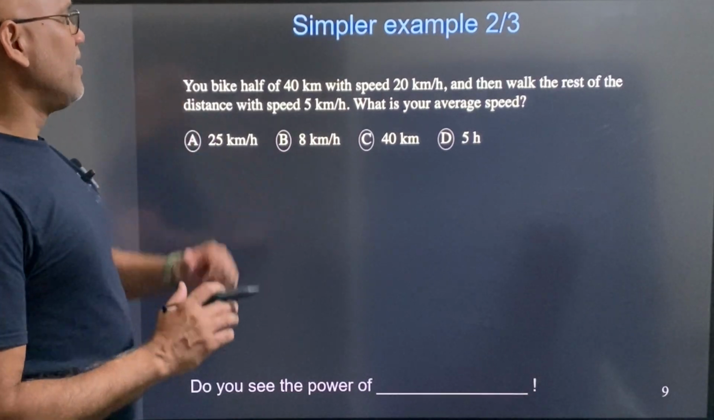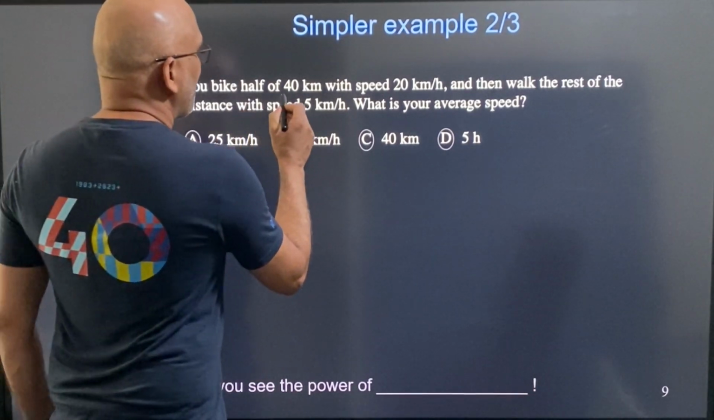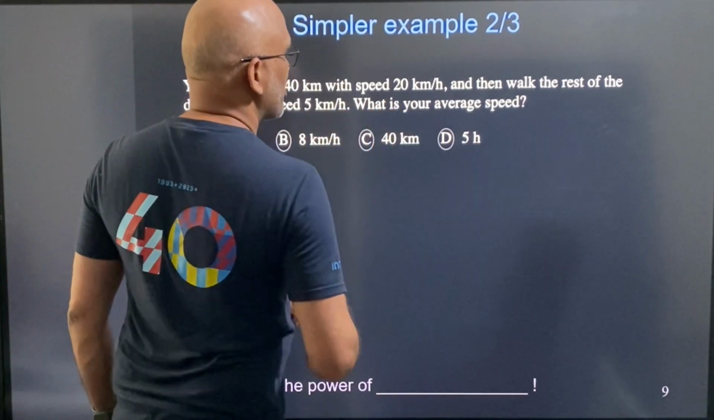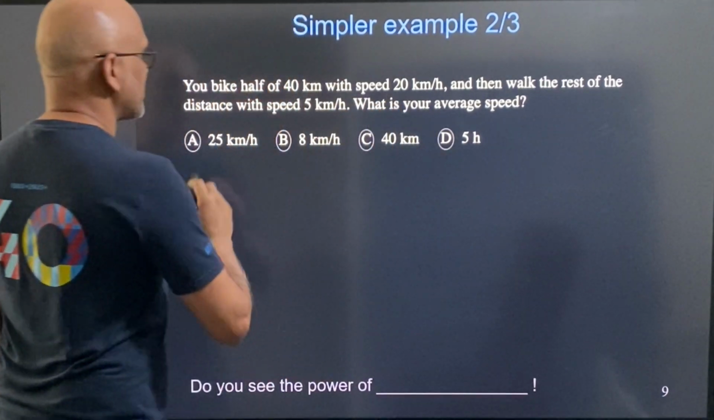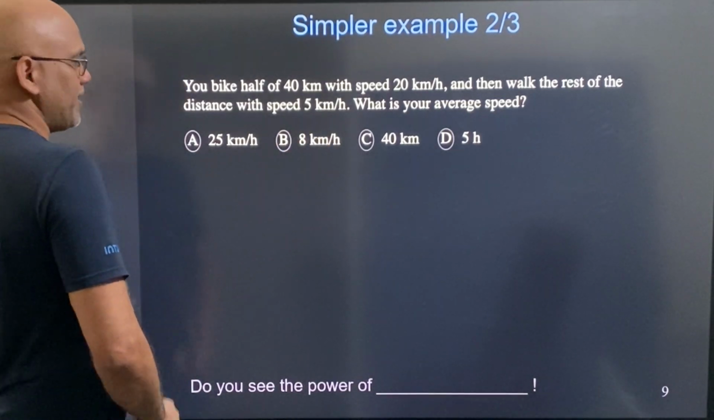Okay, this is the second example. You bike half of 40 km with speed 20 km per hour and then walk the rest of the distance with speed 5 km per hour. What is your average speed?